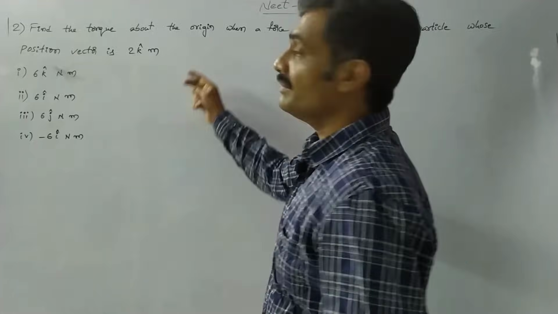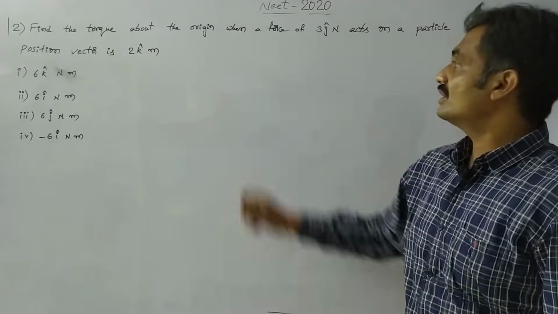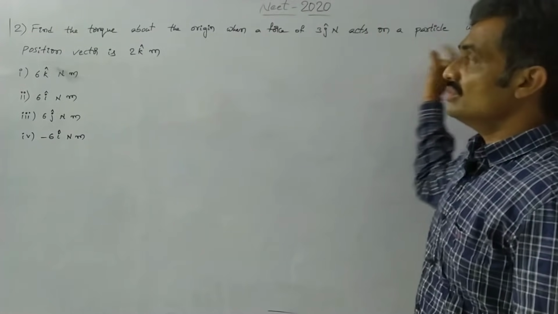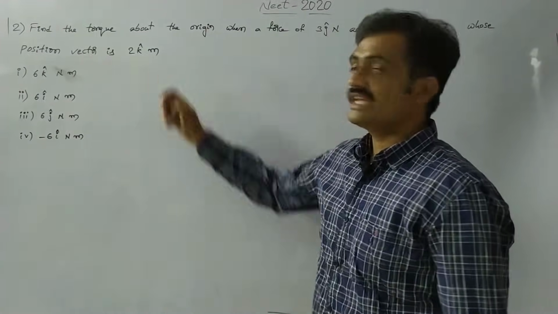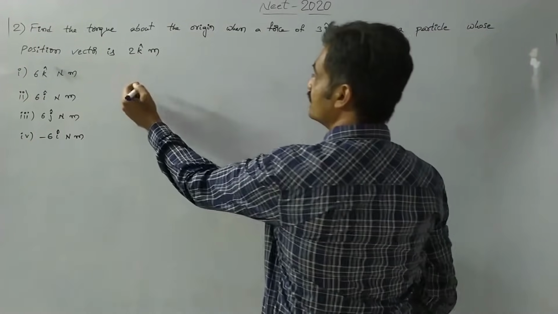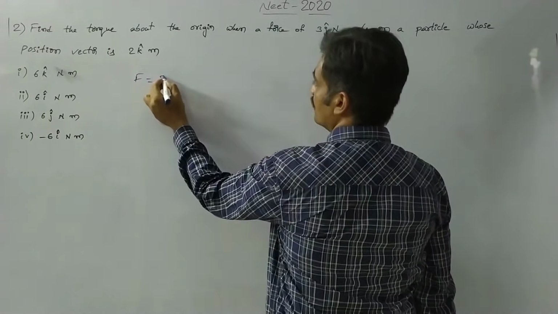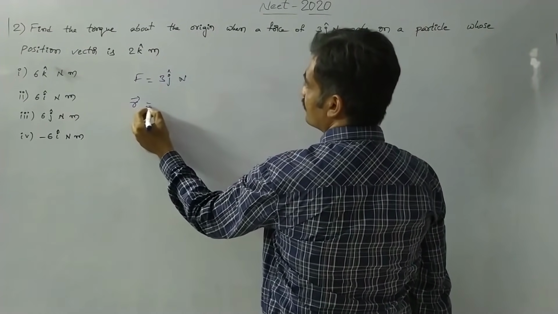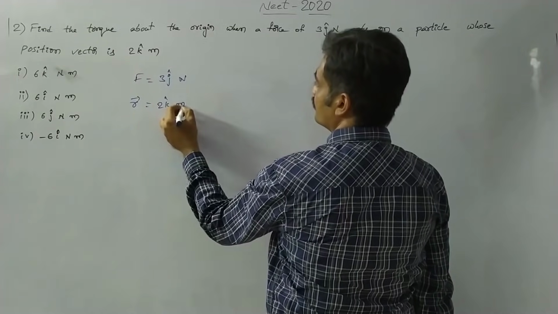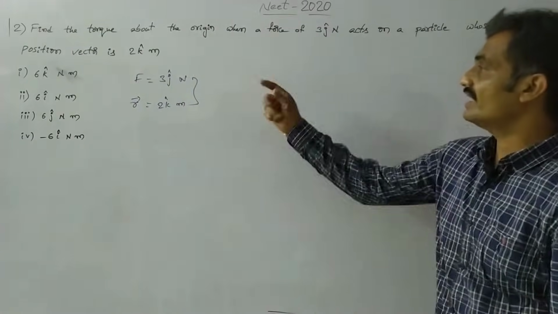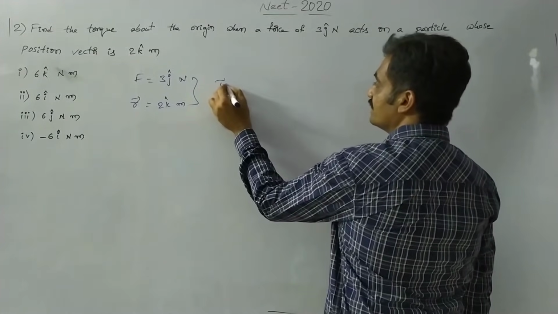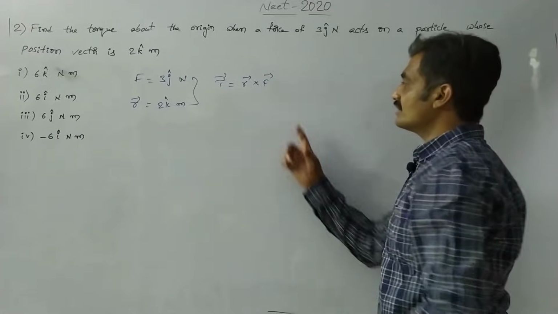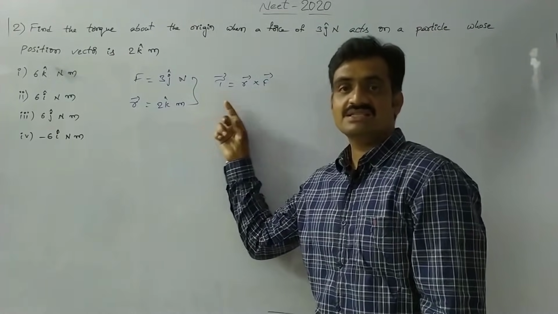Find the torque about the origin when a force of 3 j cap newton acts on a particle whose position vector is 2 k cap meter. Observe that the force is F equals 3 cap newton and r bar equals 2 cap meter. Position and force have been given. Now we have to find the torque, where we know that torque tau bar equals r bar cross F bar. So we have to find the cross product of position and force.